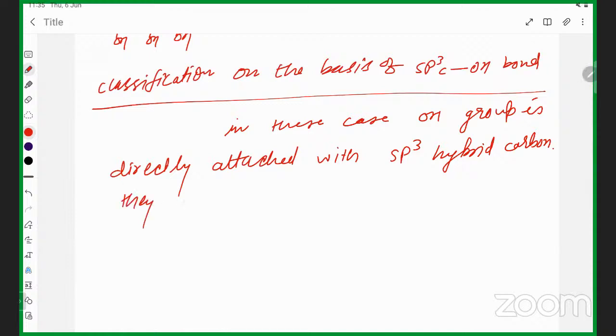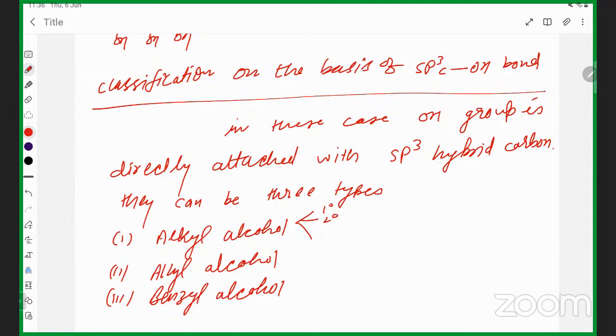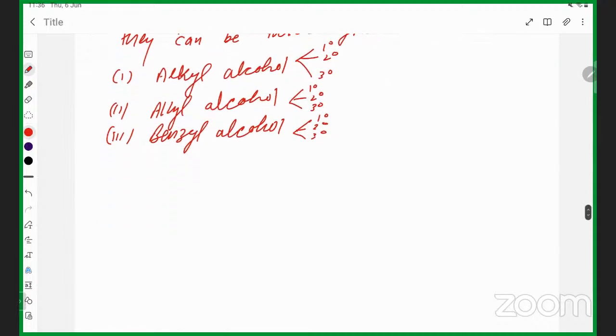What are the three types? They can be three types. First, alkyl alcohol. Second, allyl alcohol. Third, benzyl alcohol. Each also has three categories: 1 degree, 2 degree, 3 degree.